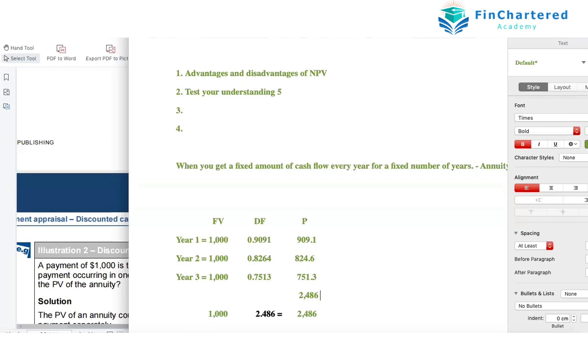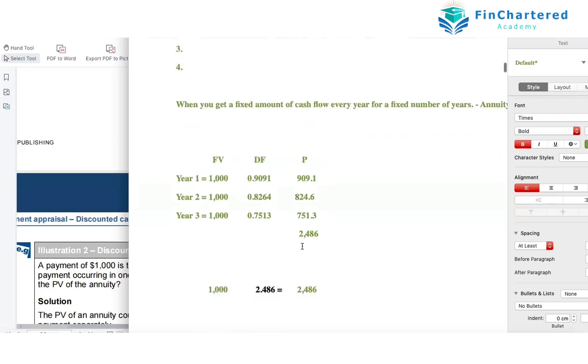Which method is easier for you? Which method is faster, do you think? Method green or method red? Which method is faster? Red. Method red. So this exactly, everybody, yes, that's absolutely right.